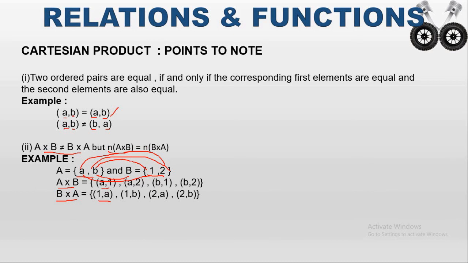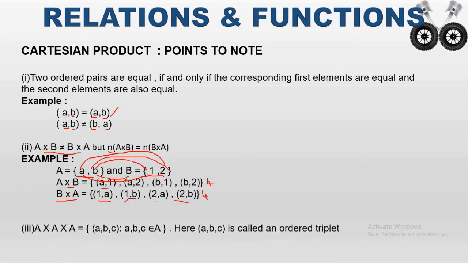What is the second condition given? The number of elements in A cross B equals the number of elements in B cross A. How many elements are there in A cross B? 1, 2, 3, 4. So 4 elements are presented here. How many elements are in B cross A? 1, 2, 3, 4. That is also 4. So the number of elements in A cross B equals the number of elements in B cross A.